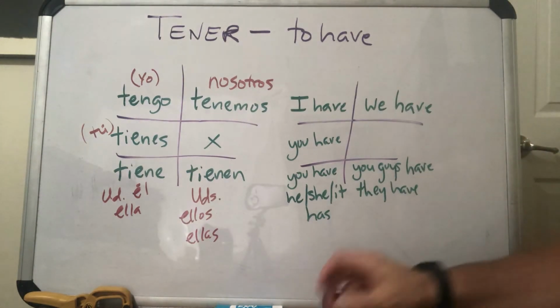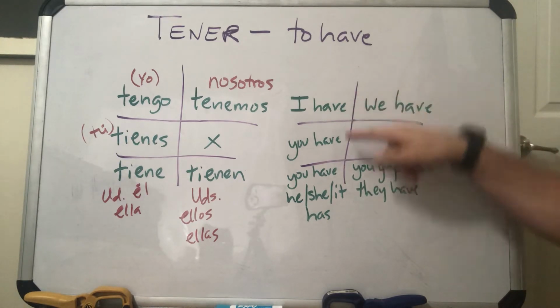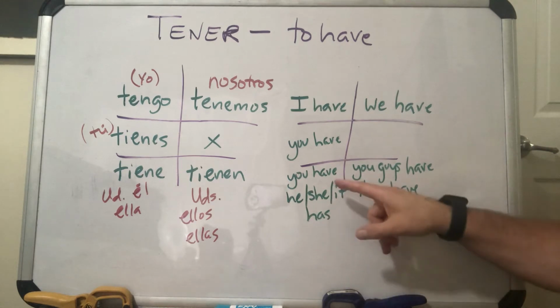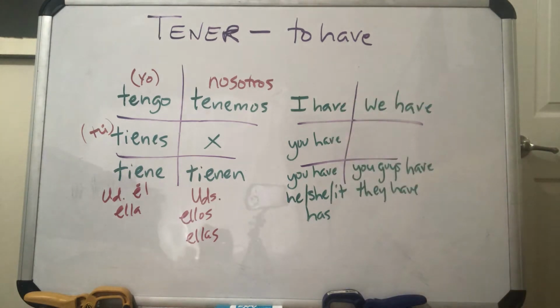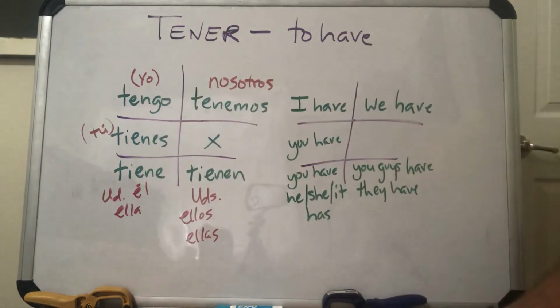And again, look at how similar they are in English. All of these are have. They're all have. The only one that is has, that's a little bit different, is the he, she, or it. But everything else is have. But in Spanish, again, we have a different form for everybody and everything we're talking about.